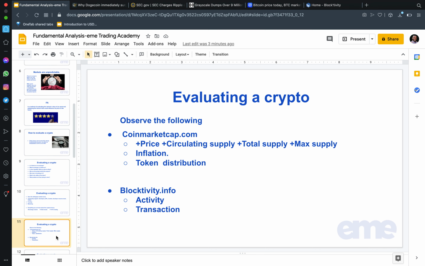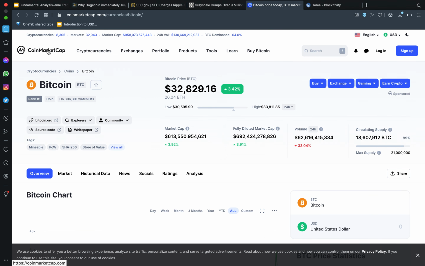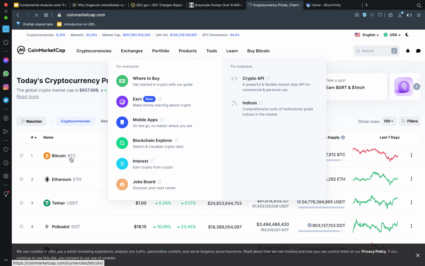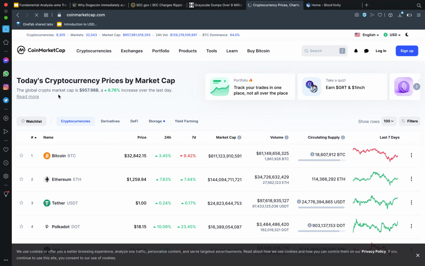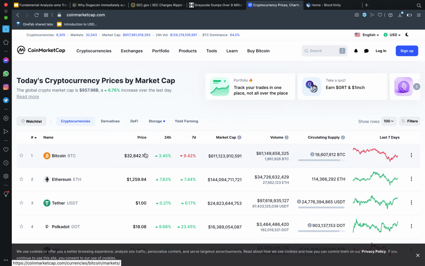You also look at things like the price. And this will take us to coinmarketcap.com. CoinMarketCap is a site that lists the major cryptocurrencies and some interesting stats about them. In fact, everything you want to learn about the cryptocurrency, you can learn on CoinMarketCap. You can look at the price, look at the 24-hour movement. You can look at the market cap. You can look at the circulating supply.